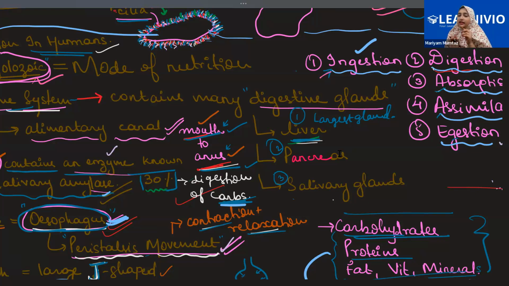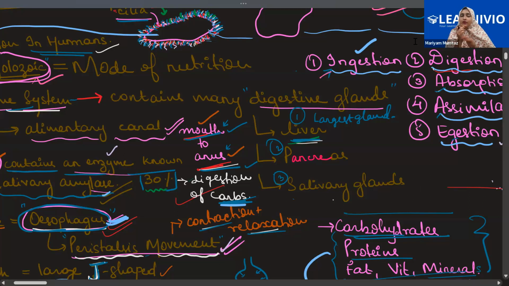Now, when we talk about the digestive glands, there are three major digestive glands in our body. The first one is the liver, which is the largest gland of our body. Then comes the pancreas, and lastly, the salivary glands. So these glands work in a very coordinated manner, and they know when their role comes along.